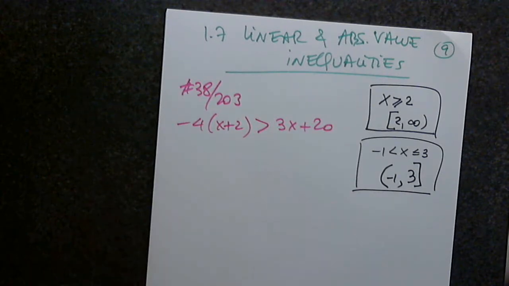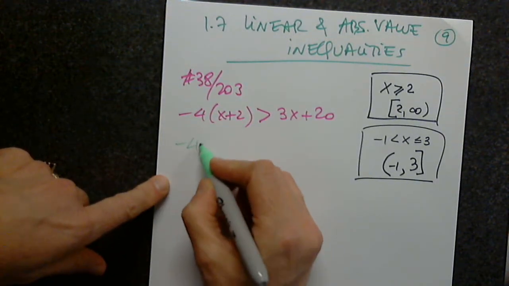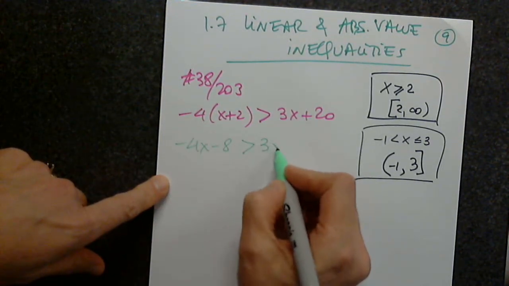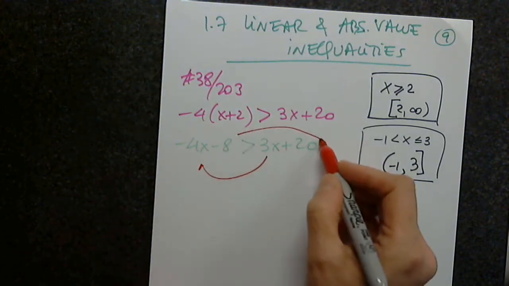Good. So what will be the first step? Exactly, the initial steps are the same as with a linear equation. I cannot change it into an equation, but the steps are similar. So what would be my first concern here? Distribute. -4x minus 8 greater than 3x plus 20. I recommend, but not enforce, the variable on the left. It's up to you. I will move 3x, I will move -8.